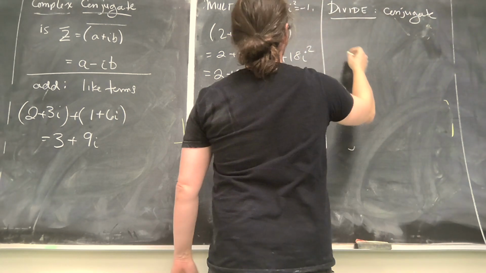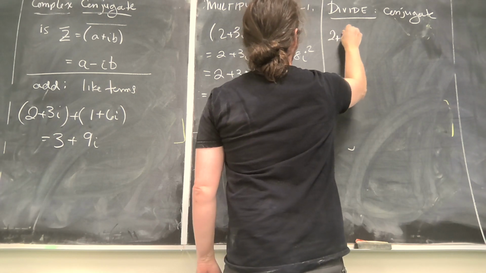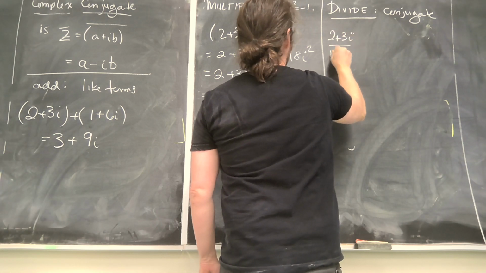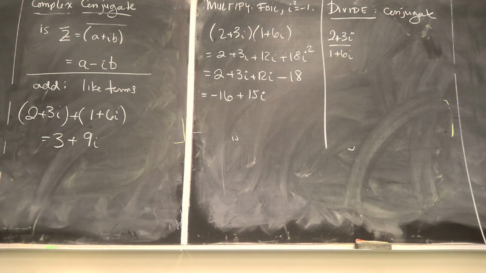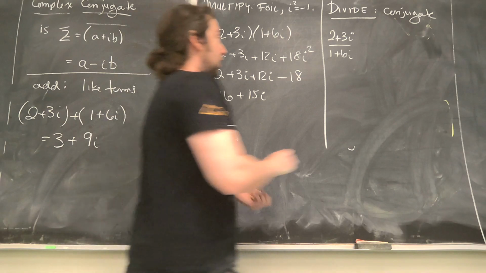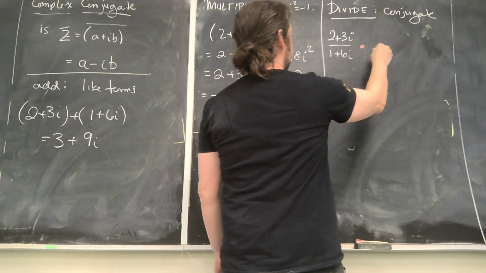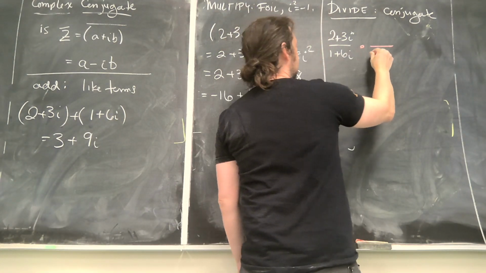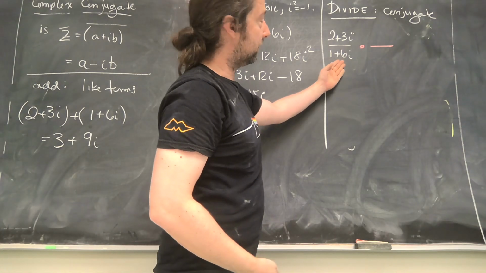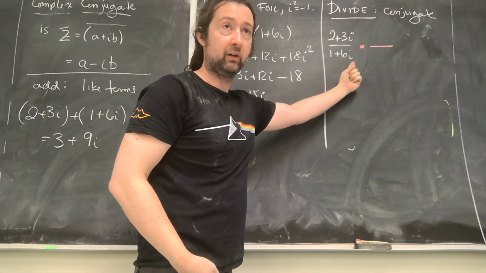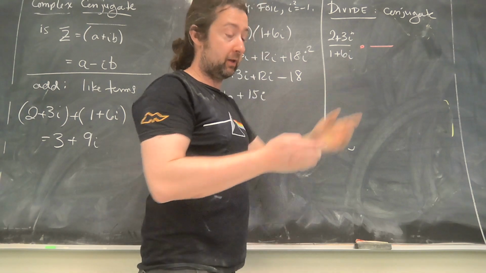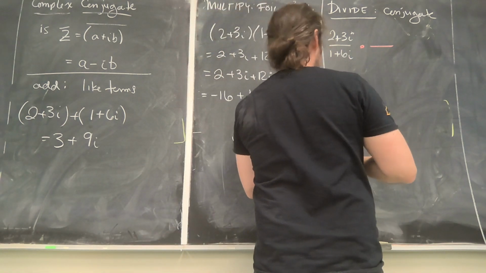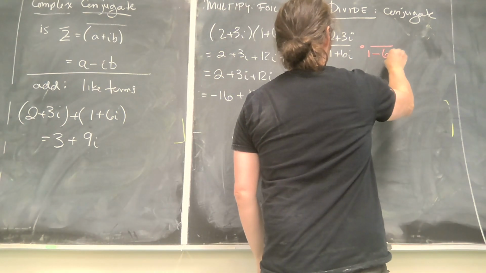So what I mean by that is, if I started with 2 plus 3i divided by 1 plus 6i, and I want to put this in the form of a complex number, a plus ib, the trick is I'm going to multiply the top and bottom of this fraction by the conjugate of the denominator. I can't split this up into a real and imaginary part right now because there's an i down here, right? So I have to get the i out of the denominator. How am I going to do that? I'm going to multiply top and bottom by 1 minus 6i.